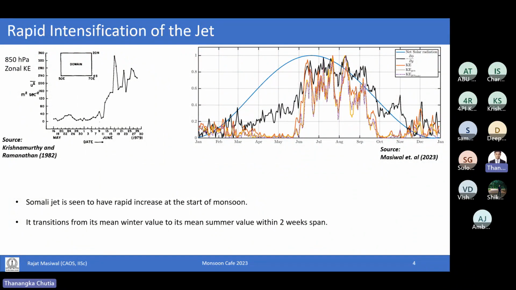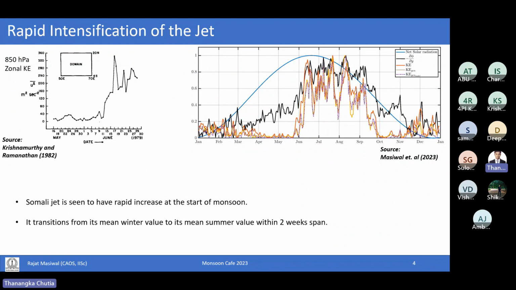So if you see this black curve, it goes much more linearly from March to June, whereas the orange curve or the red curve, so the orange curve is the kinetic energy generation, and this generation leads to the kinetic energy.